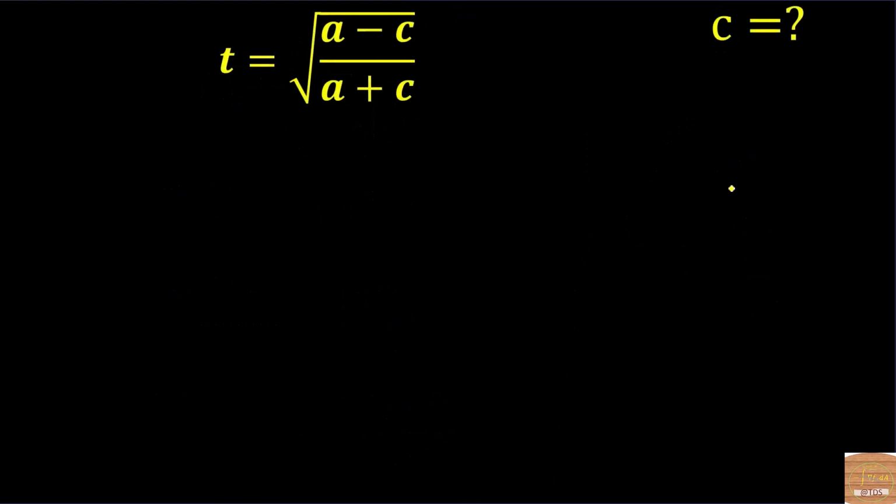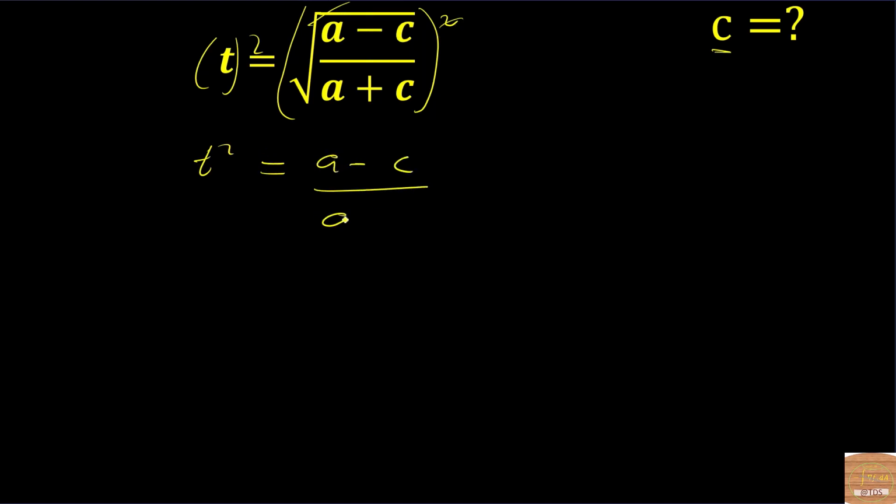Example 2, you can pause the video and give it a try. You have T equals the square root of A minus C over A plus C. So we have to make C the subject. So same thing, let's remove the root sign by squaring both sides. So we have T squared equals, now this one will cancel, A minus C over A plus C.